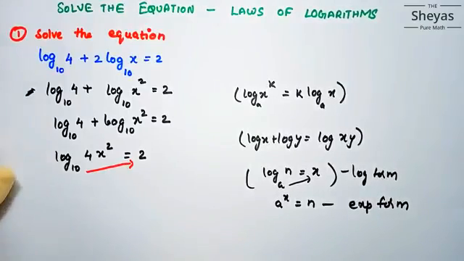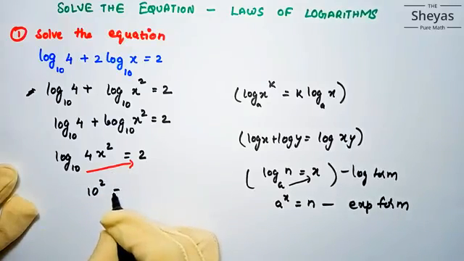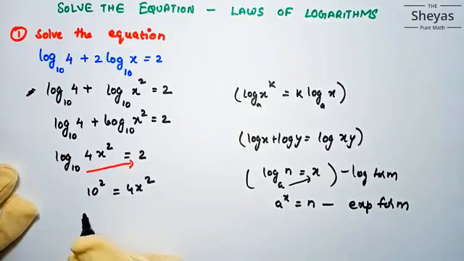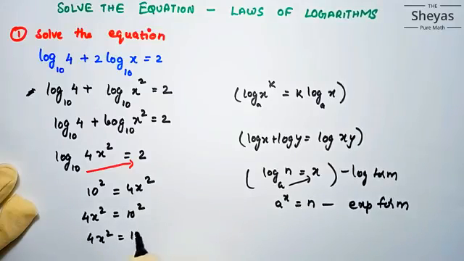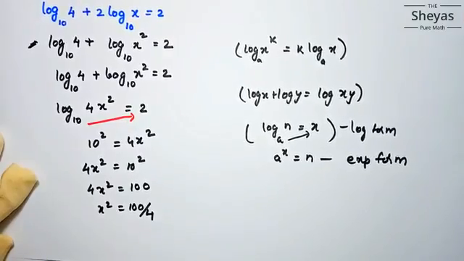So here when I am converting this, it will be 10 power 2, 4x square, or else how can you write, 4x square is equal to 10 square. So 4x square can be kept as such, and this 10 square can be written as 100. So x square is equal to 100 over 4. So x square is equal to 100 over 4, which can be written as 25.